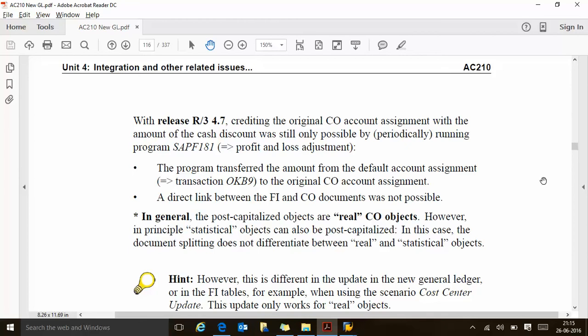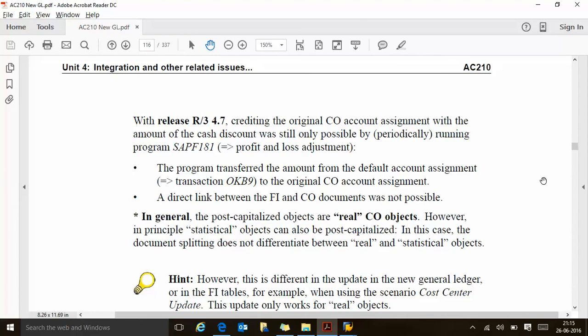A direct link between FI and CO was not possible. In general, post-capitalized objects are real CO objects. However, in principle, statistical objects can also be post-capitalized. In this case, the document splitting does not differentiate between real and statistical objects. So now the question is, what is a real object and what is a statistical object?